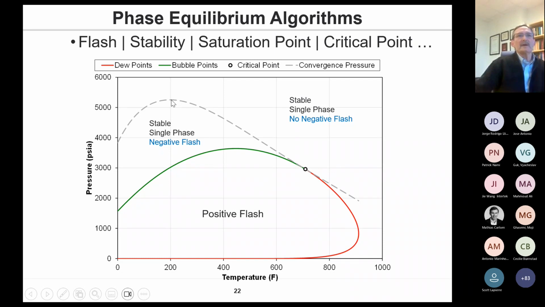But if you take that created composition at that pressure and temperature and look at its phase diagram, it will have a critical point at this point. Beyond the gray dashed line, physically it's still single phase, but there will be no two-phase flash calculation result other than the phase is stable. So these are just a summary of all the main types of calculations that one has if you're just looking at a two-phase system.